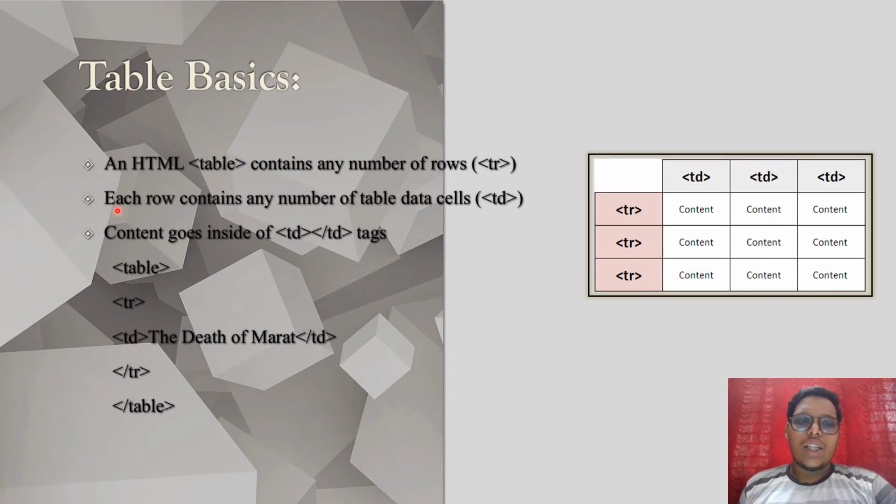HTML table basics. An HTML table contains any number of rows. The rows are represented using TR tags. Each row contains any number of table data cells. The table data cells are represented using TD tags. Content goes inside the TD tags.